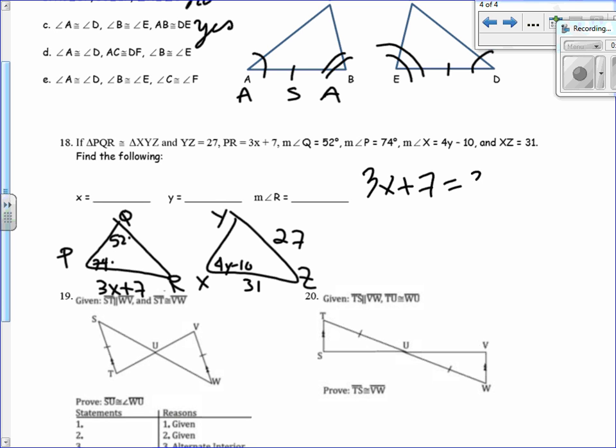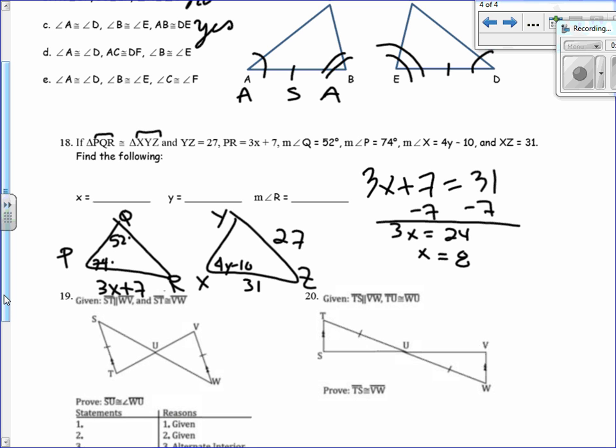31. So let's subtract 7 from both sides. 3x equals 24. So x equals 8. Okay? The equation for y. Okay, what do I do? This matches this. And also PR goes with XZ. So you can match things up from here as well.